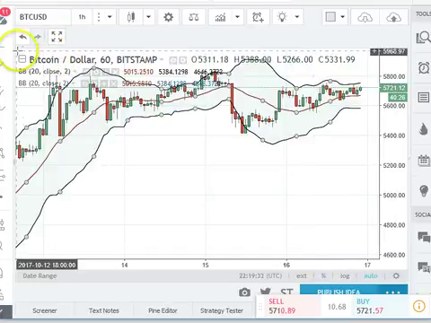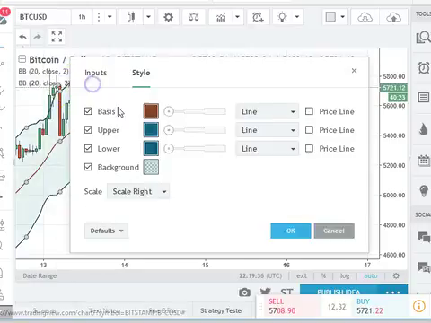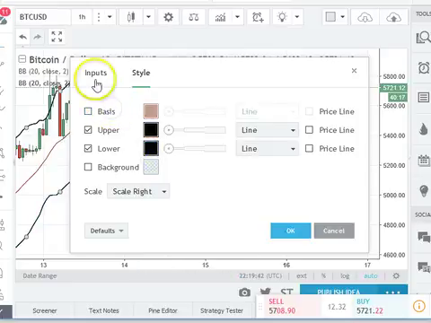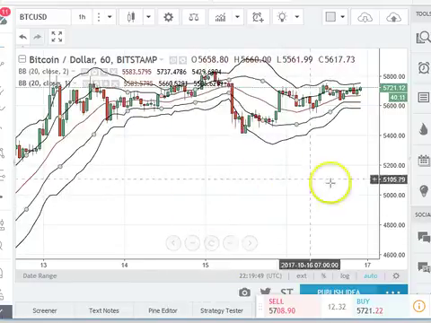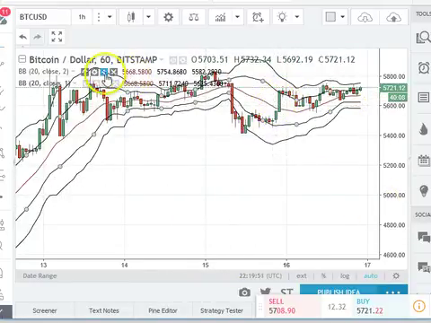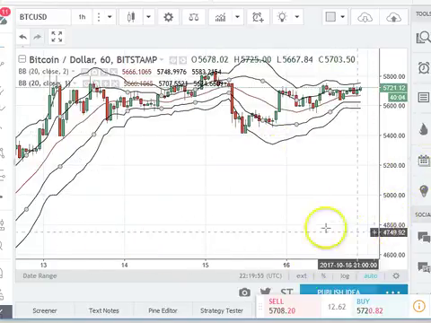Okay. And then I'll add in the other set, where we'll get rid of the background, black, black. In this case, we're going to get rid of the basis, and we're going to do 20-period 1 standard deviation. So the basis is the red line, which you would use as part of analysis. So this is how you lay on the double Bollinger Band.